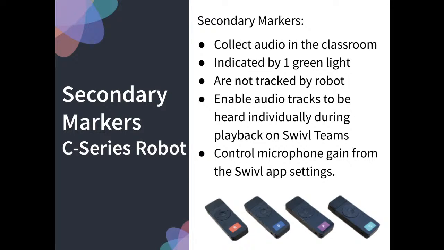Now, for your secondary markers, let's talk about those for a little bit. They collect the audio in the classroom, and you'll notice that they are indicated by 1 green light. Your primary marker will have 2. The secondary markers have 1. They do not track the robot, which means they do not cause the movement of the robot. They're only for audio.